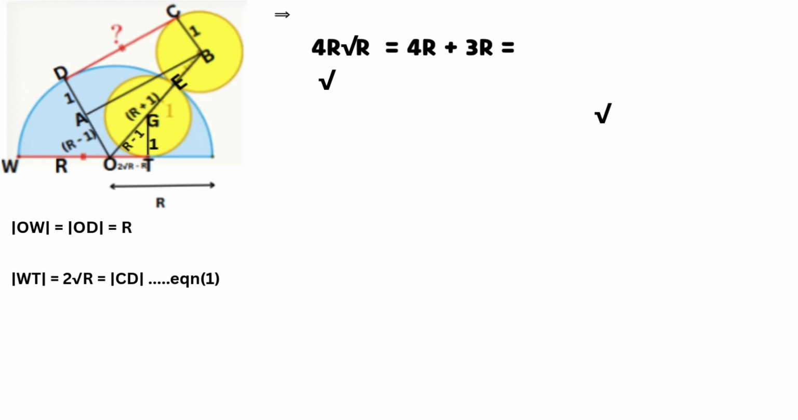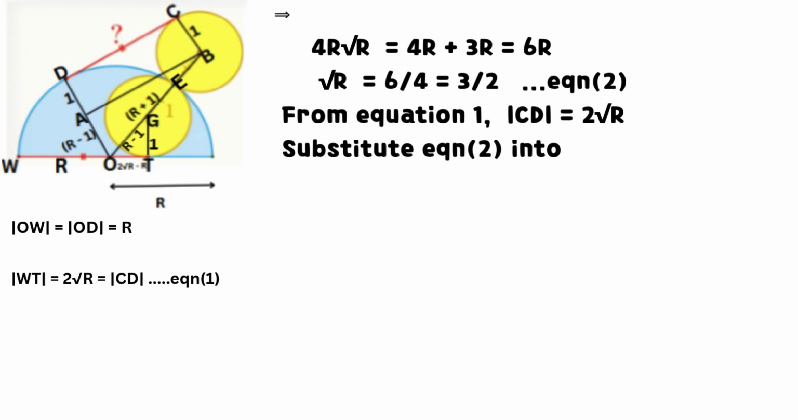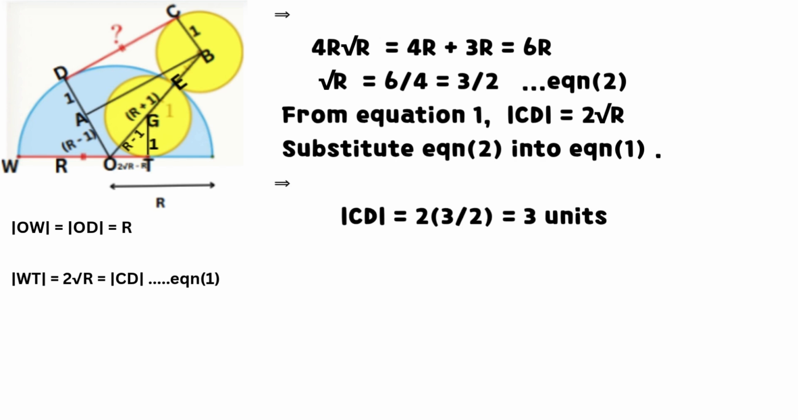This implies that 4 times R times the square root of R equals the sum of 4 times R and 3 times R, which equals 6 times R. Hence, the square root of R equals 6 divided by 4, which equals 3 divided by 2. We call it equation 2.